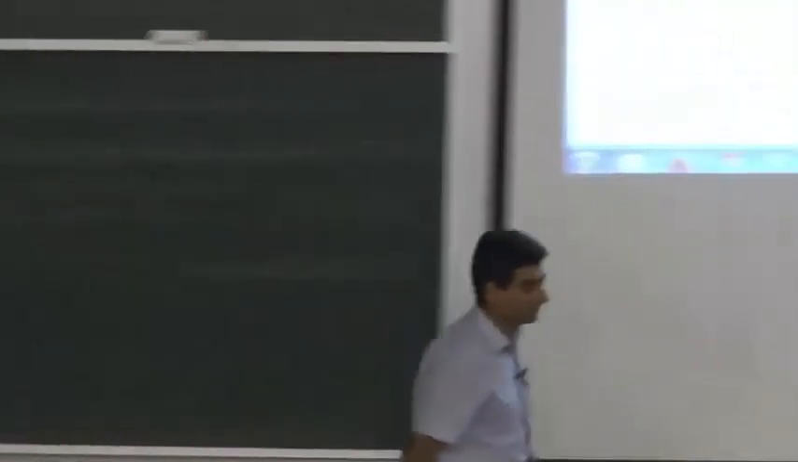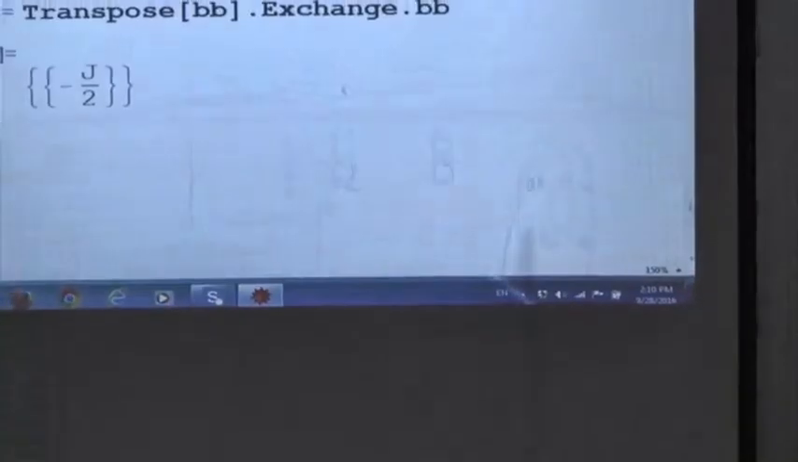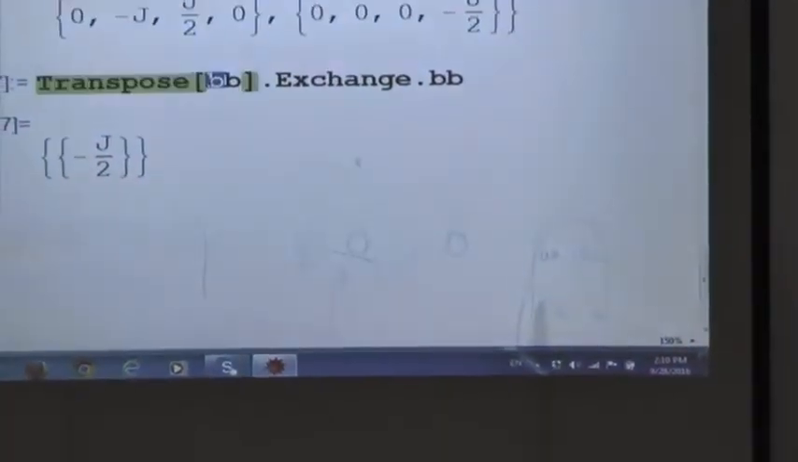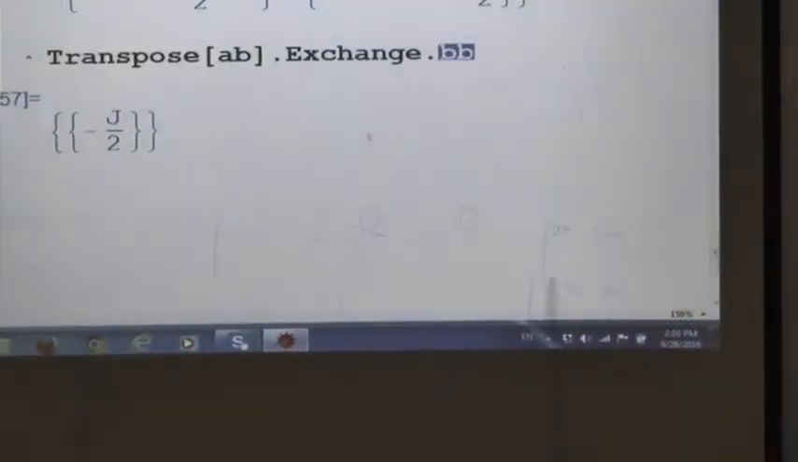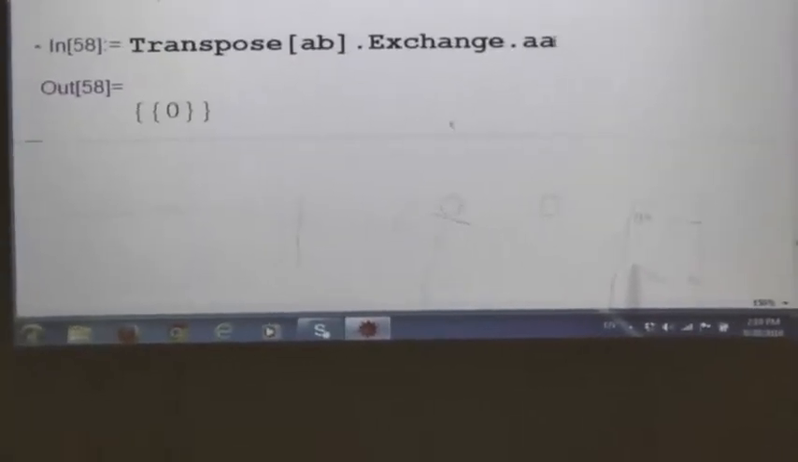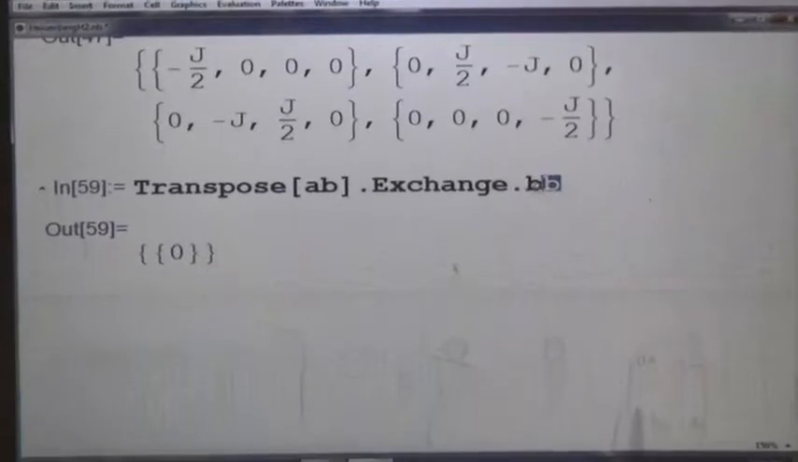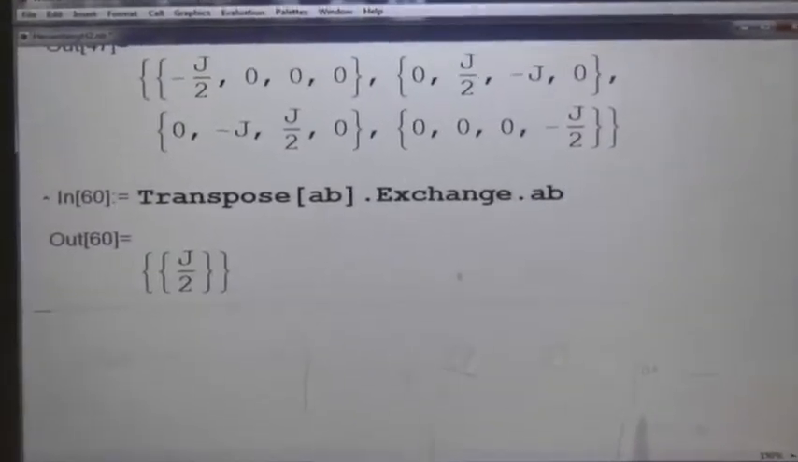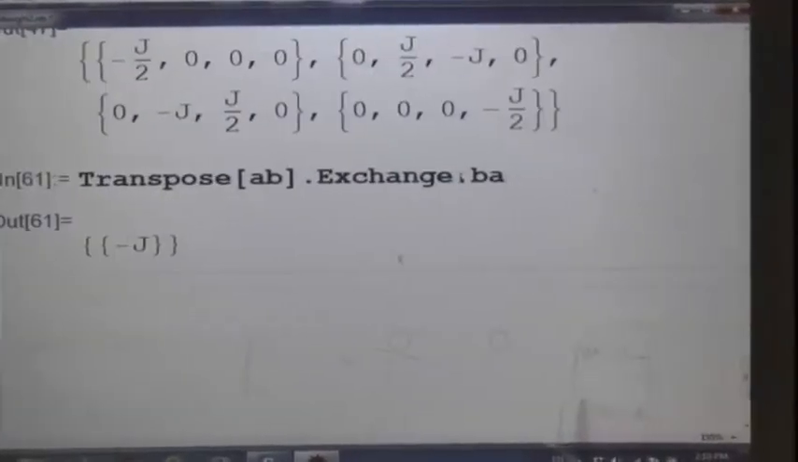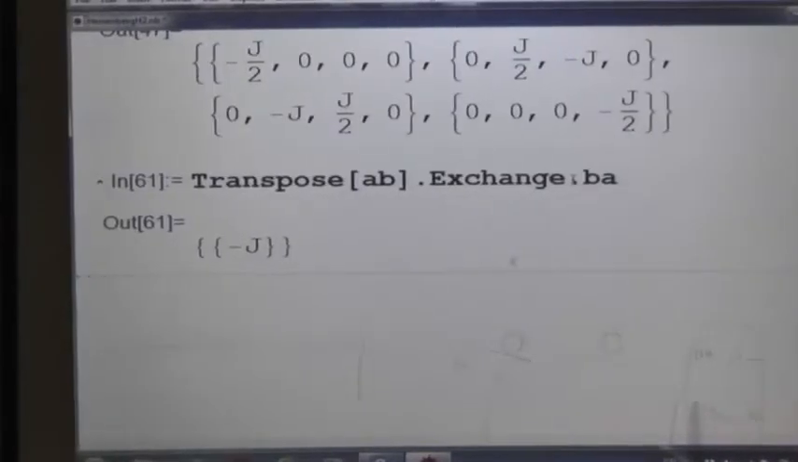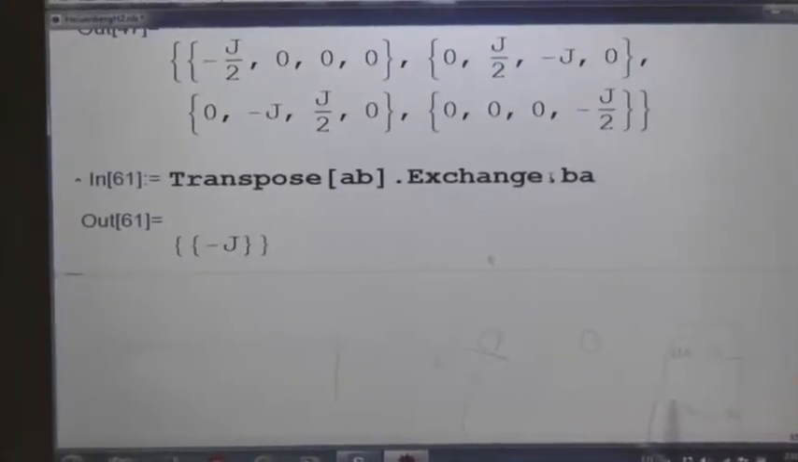Now let's populate the third and the fourth row. For the third row, my inner product is sandwiched between alpha beta. So I have AB here, and then I find out the successive terms. AA 0, BB 0, then I have AB J by 2 and BA minus J. So I have 0, 0, J by 2 and minus J.